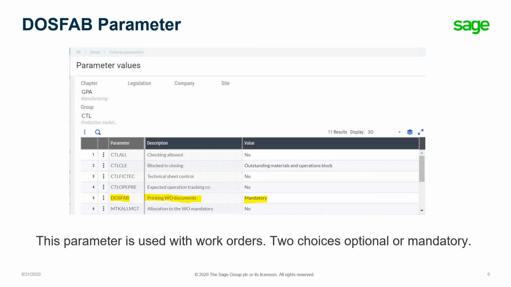If it is set to mandatory, the work order is not proposed in the list of work orders to be tracked until the reports are printed.